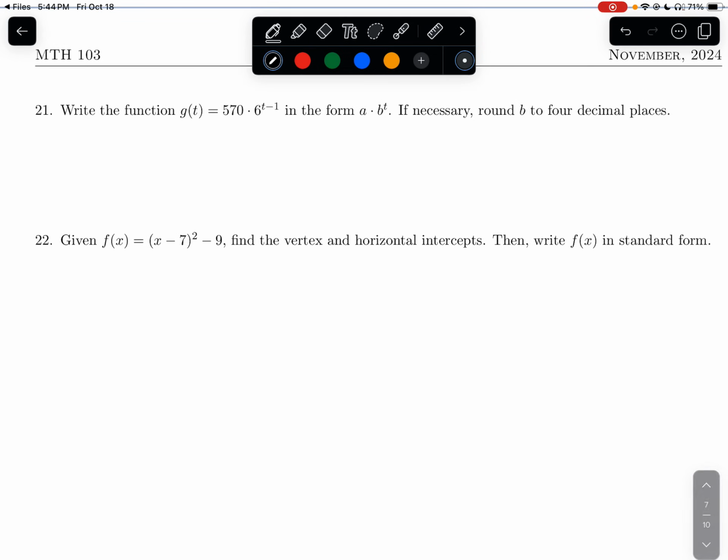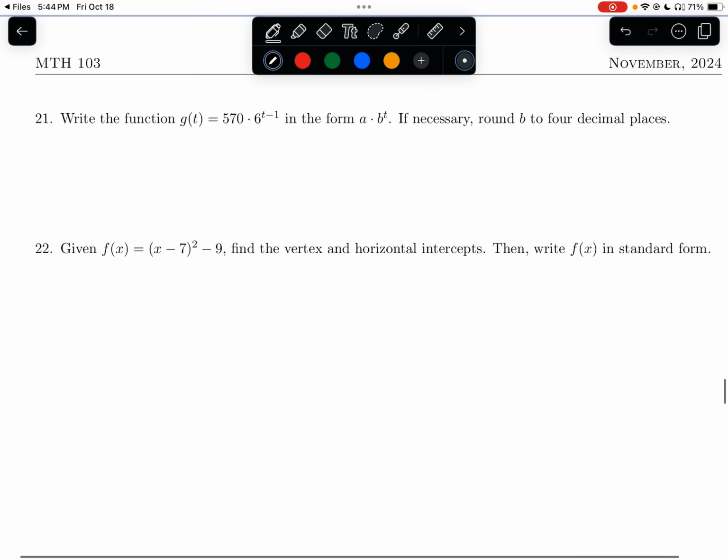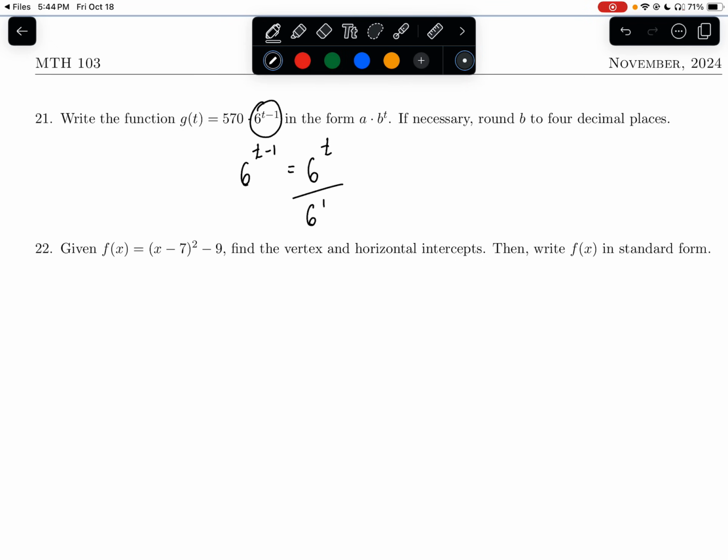Okay, write this in the form a times b to the t. So in order to split this up, we need to recognize that 6 to the power of t minus 1 is, well, we're subtracting in the exponent, so it's sort of like we could have divided this way, because if I start with this, then I would simplify it by doing 6 to the power of t minus 1, which is back to what I started with. So that's fine. And then we would write g of t as 570 times that, 6 to the t over 6 to the first power.